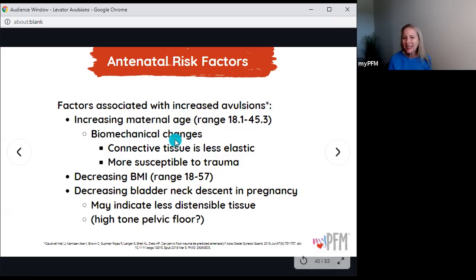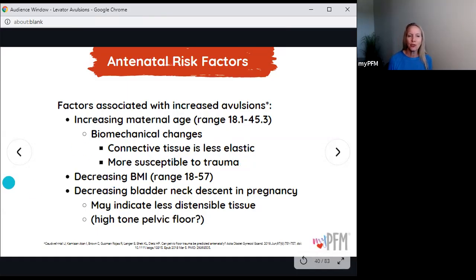And so why is that? Is it due to biomechanical changes? That's kind of what the authors are theorizing. Is the connective tissue less elastic, so it doesn't stretch as well? Is the connective tissue or structures more susceptible to trauma? So there are some theories out there.